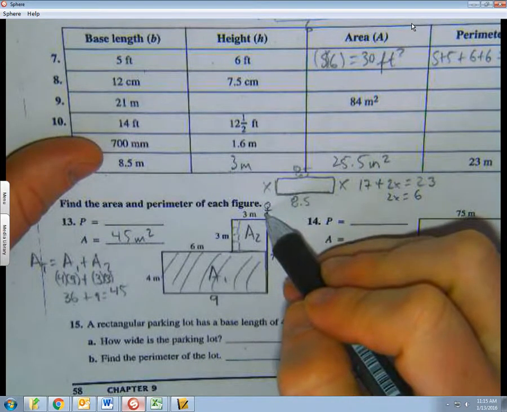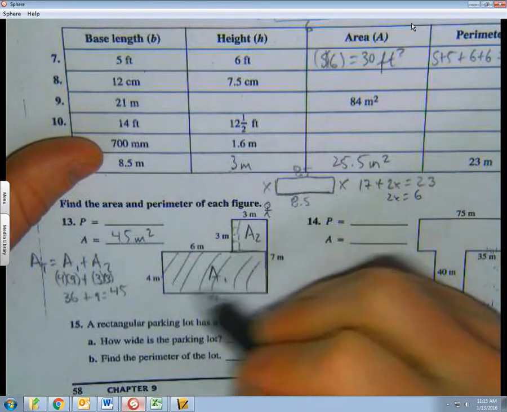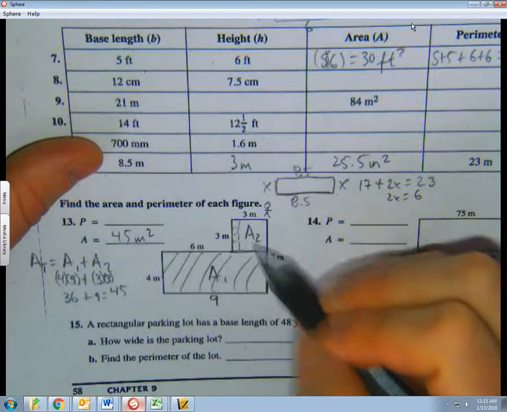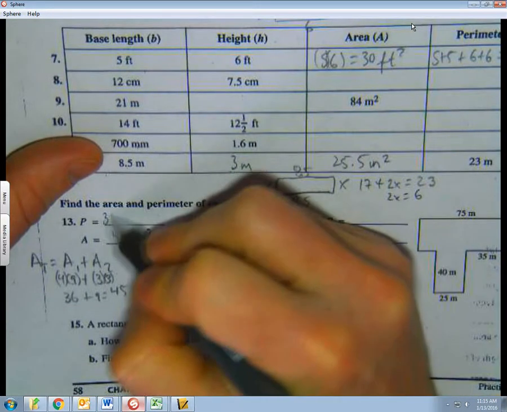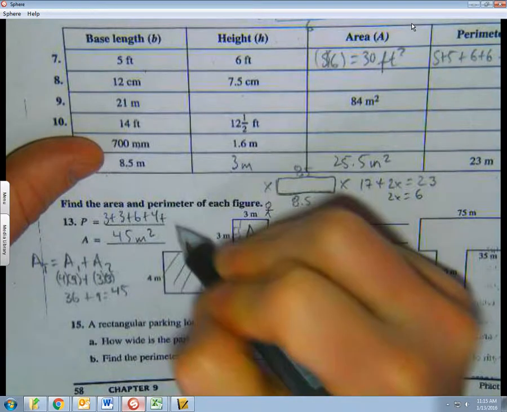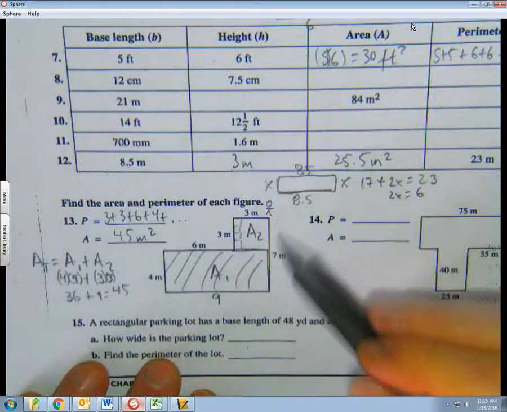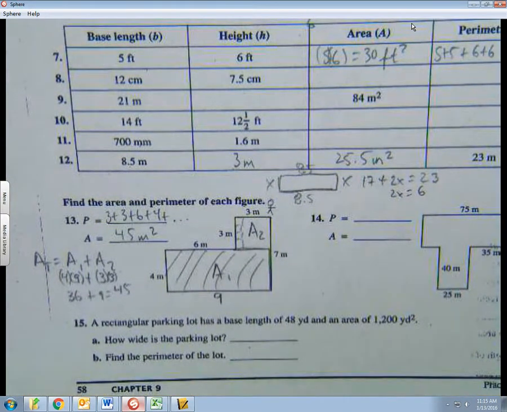So you walk around, down, over, down, back. Add them up: 3 plus 3 plus 6 plus 4 plus and so on. You can finish that. You just go around and add it. When you get back to where you started, you're done. Okay? And then that will be a linear term, so that would be in meters.